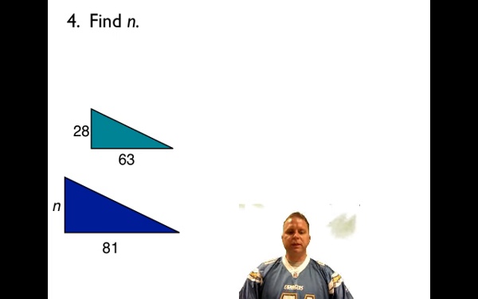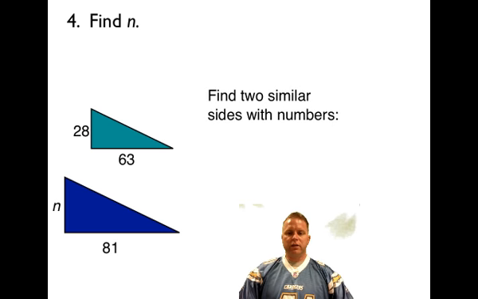Would you find n, please? So hopefully you found two similar sides with numbers. In this case, it would be the base of the triangles, 63 and 81. So I put the light blue, the turquoise, over the dark blue, and we got 63 over 81. But those are big numbers. How about we simplify that and put it as 7 over 9? Makes life a little easier. You should always try to simplify your fractions when you can.